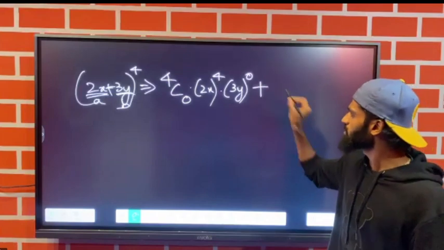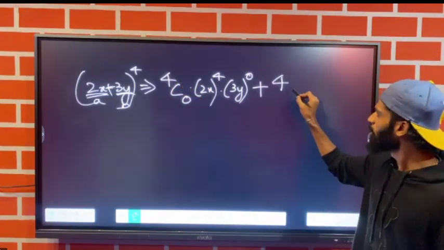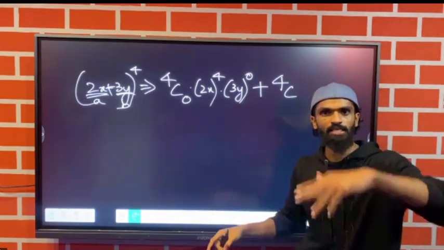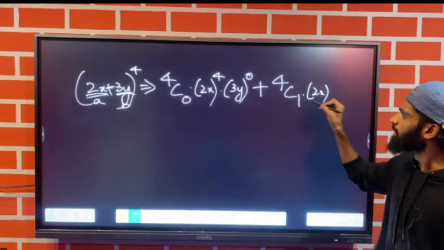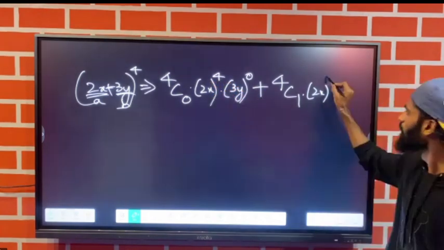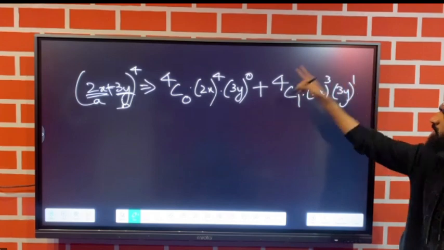How? You put a plus there. What remains constant? 4 and C remain constant. You copy the 4, you copy the C. Increase, decrease, increase. Increases by 1, decreases by 1, increases by 1. So this is my newer part.